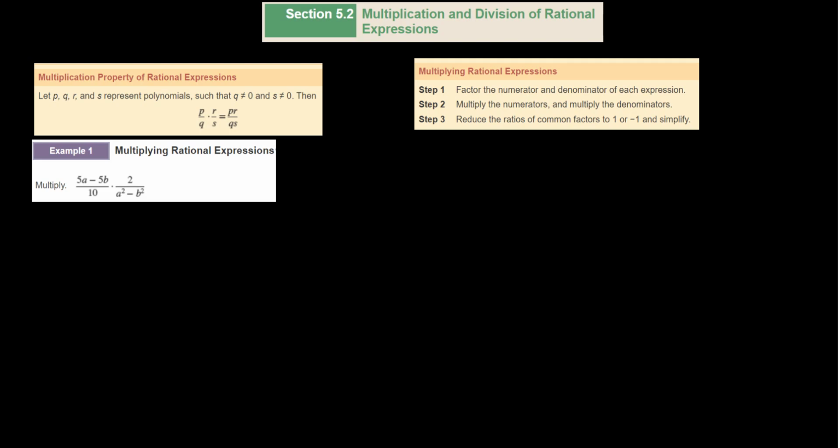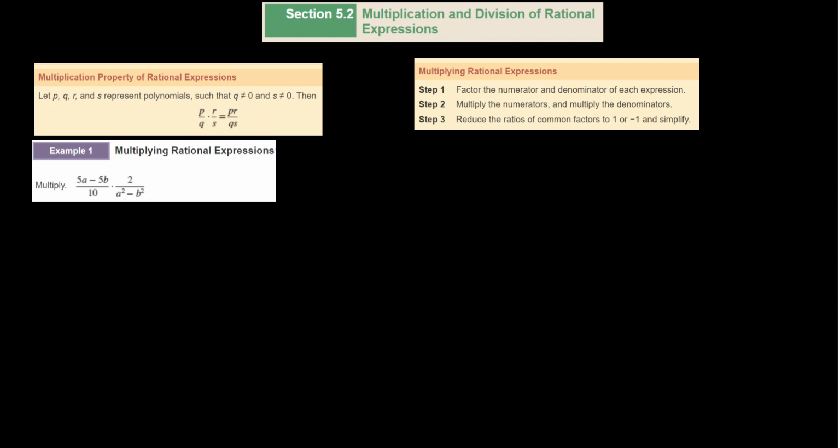But so looking at multiplication property of rational expressions. So if we let P, Q, R, and S represent polynomials such that Q is not equal to 0 and S is not equal to 0, again that just has to be said because we can't divide by 0. Then, this is multiplication properties of rational expressions, but this is also the multiplication properties of just rational numbers, right? P over Q times R over S, well, you just multiply P times R and Q times S. And that's it. You just simply multiply the numerators together, you multiply the denominators together.